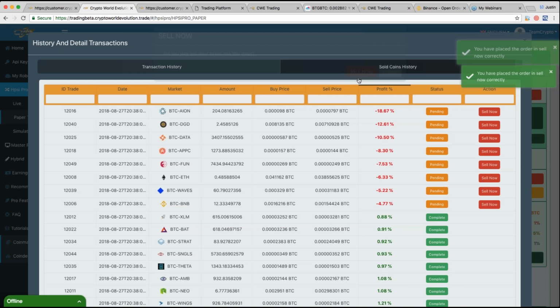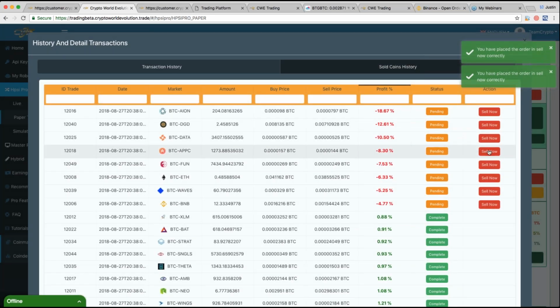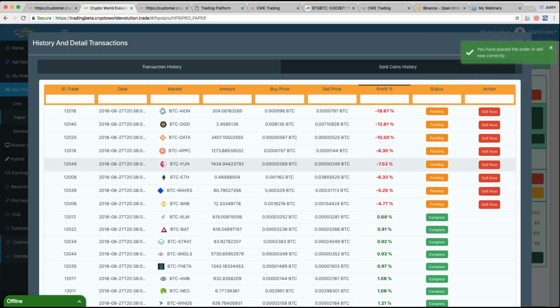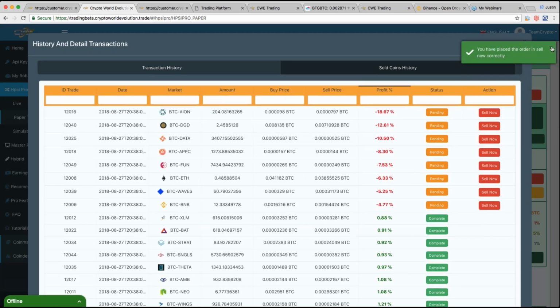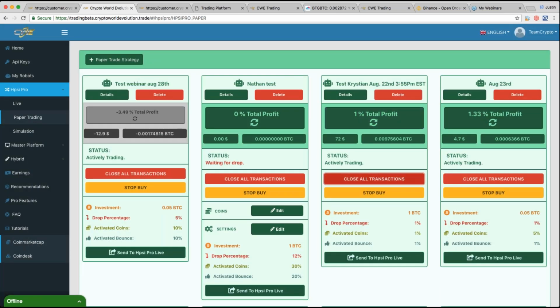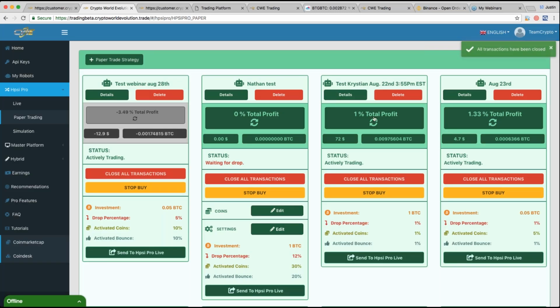This is play money. I can sell them off. I can sell this off. You know, I could sell all these off. I mean, I'm going to do that. I'm going to sell all these off, which I can just come back here. I'm going to show you how this works. It doesn't matter, it's play money, but to see how much this bot would still profit if I close all transactions right now. Okay, now it's all being closed.